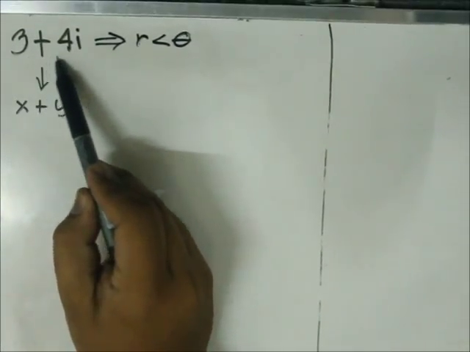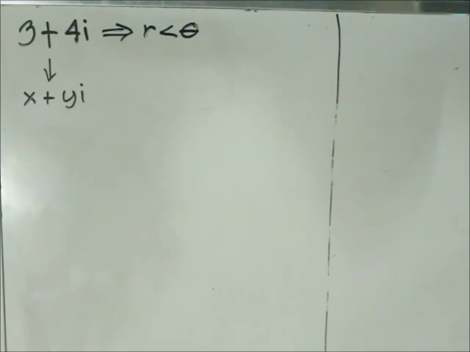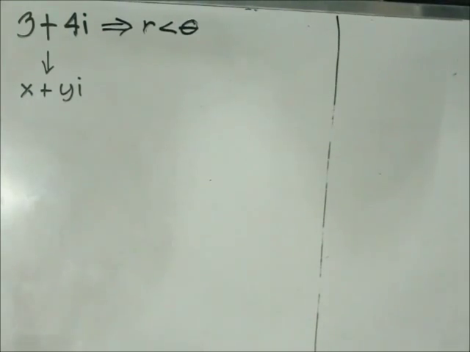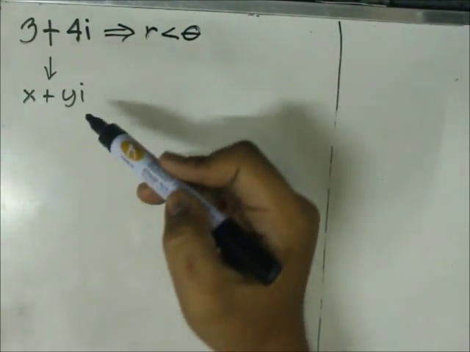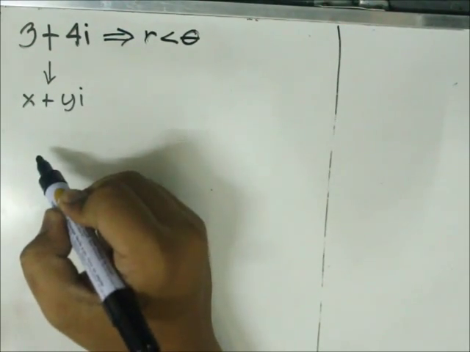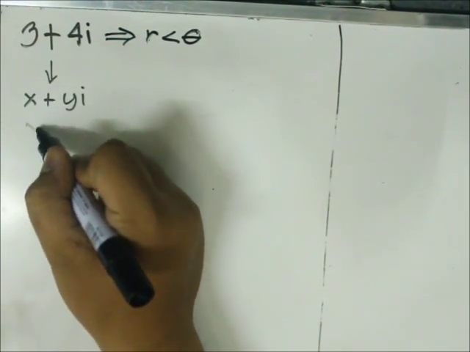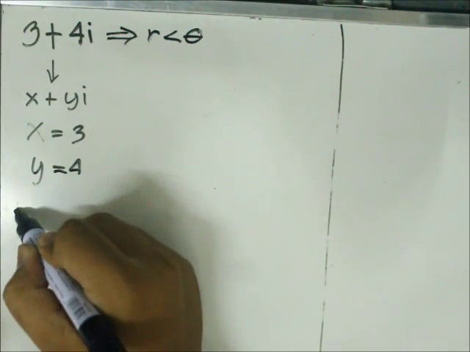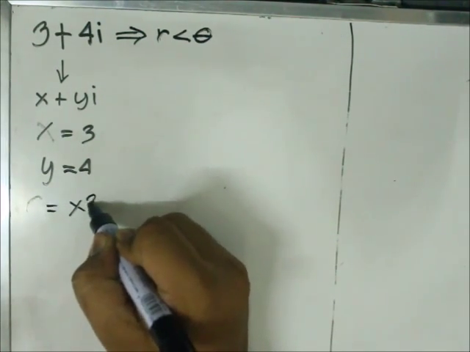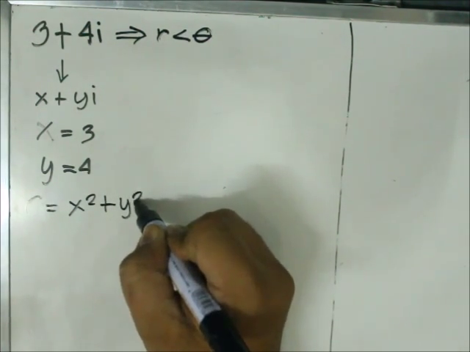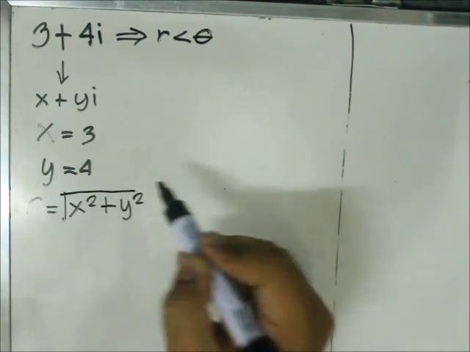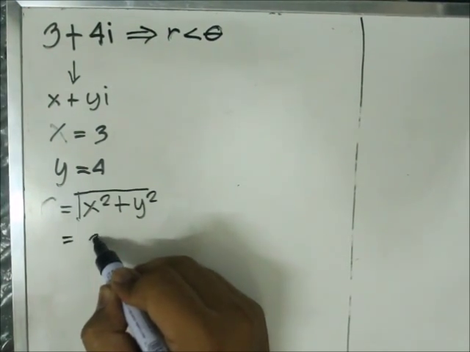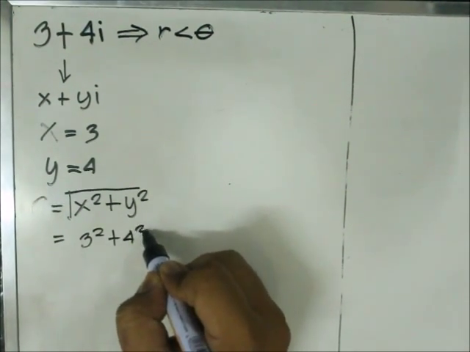Now, here's an example to show you how to apply the formulas. Suppose we want to get the polar form of 3 + 4i. We denote x as the real part of the coordinate and y as the imaginary part. Therefore, x must be equal to 3 and y equal to 4. Solving for r, we substitute x and y into the formula r equals square root of x squared plus y squared. So r will be equal to square root of 3 squared plus 4 squared.